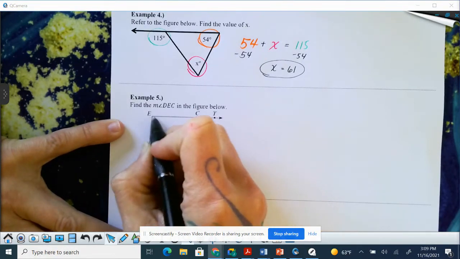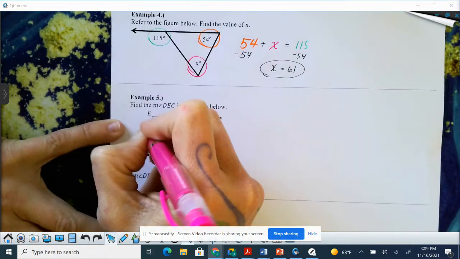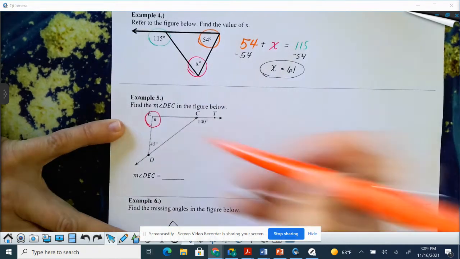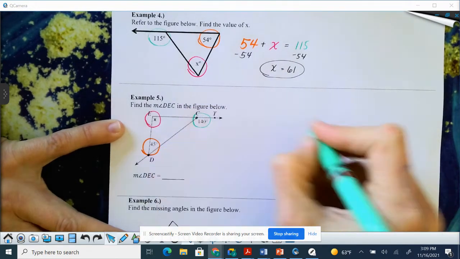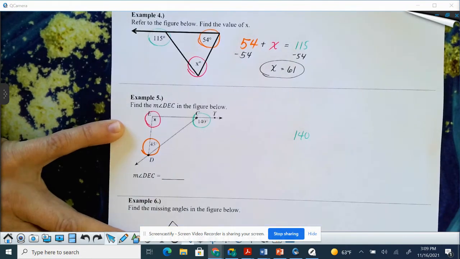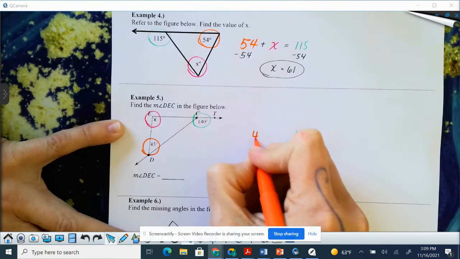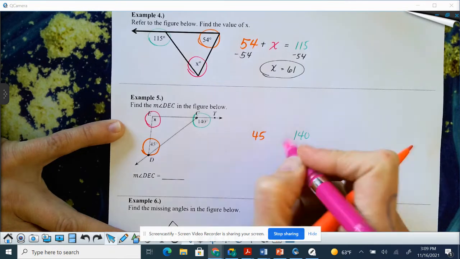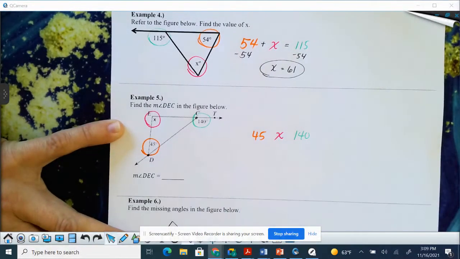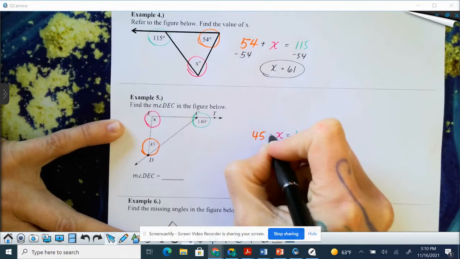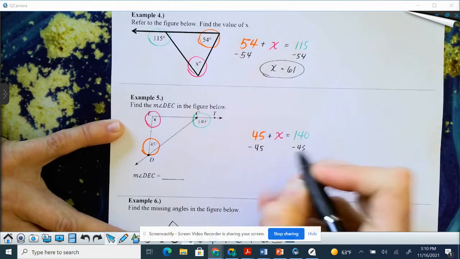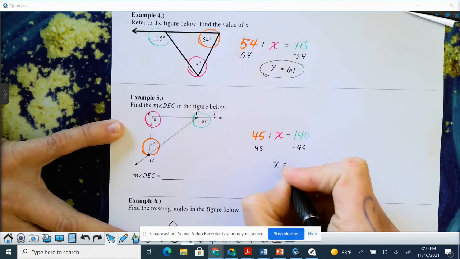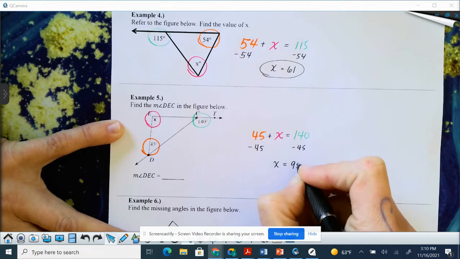And so we can solve because we know that the two non-adjacent, so here and here, are going to equal that exterior. So we know we're going to equal 140. And that's going to be 45 and an X. So 45 plus X equals 140. So we're going to subtract 45 from each side because it's the opposite of addition, so inverse operation, and we should get 95.